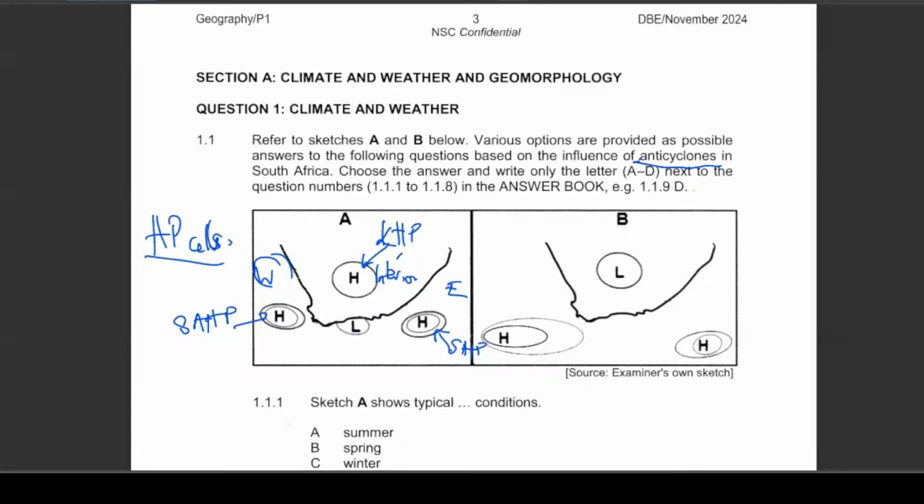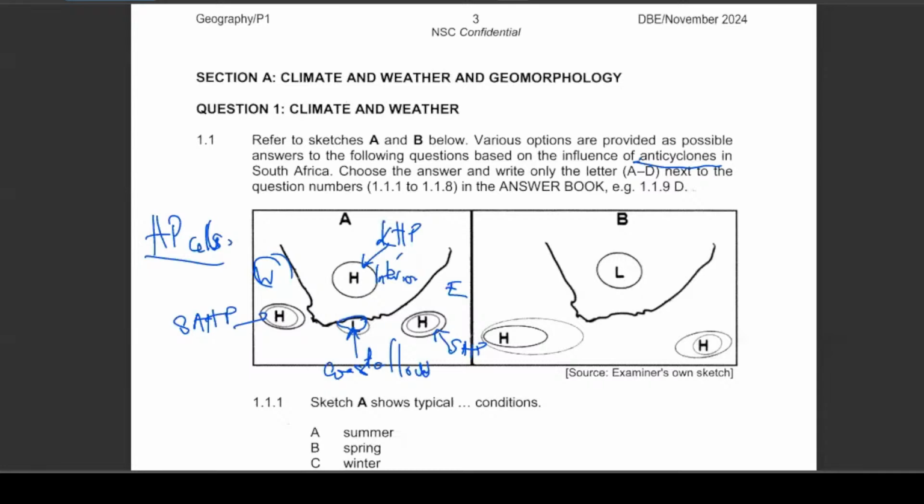Besides these three common anticyclones that affect the weather of Southern Africa, we also have this typical cell that we find here. This is a coastal low. It's a typical low pressure cell that exists along the coast. I'll try to explain how these pressure cells influence the weather system in a brief discussion so that we are able to relate the content to the asked questions.